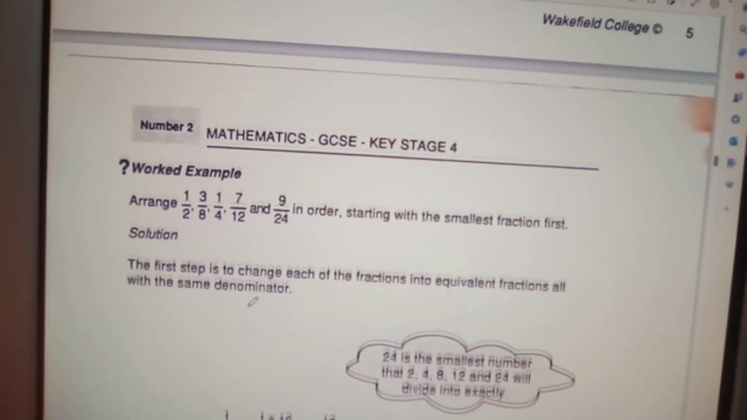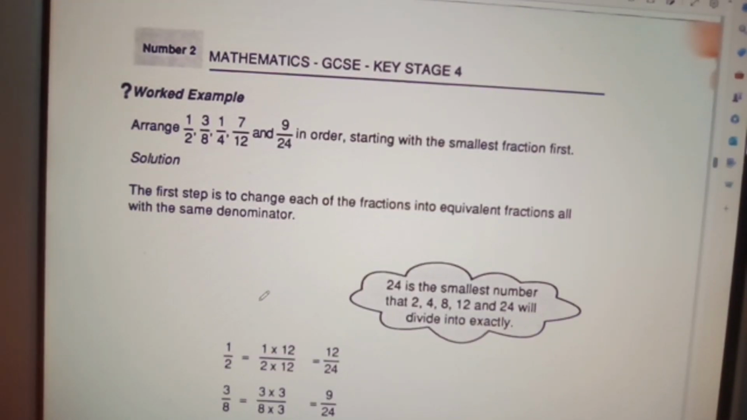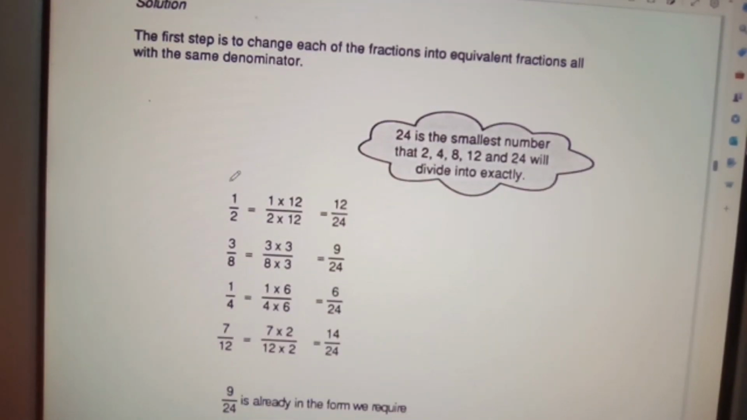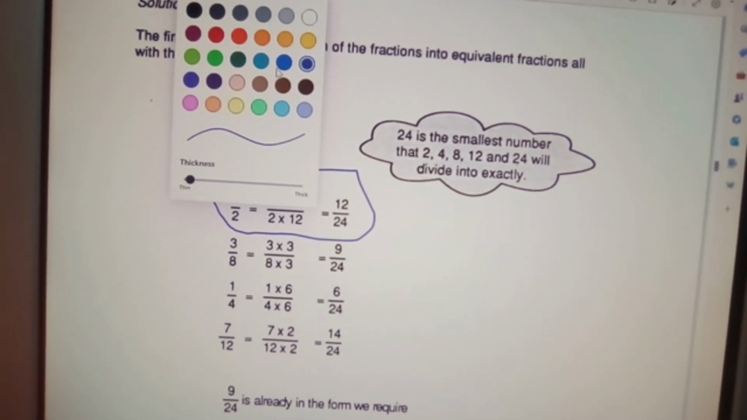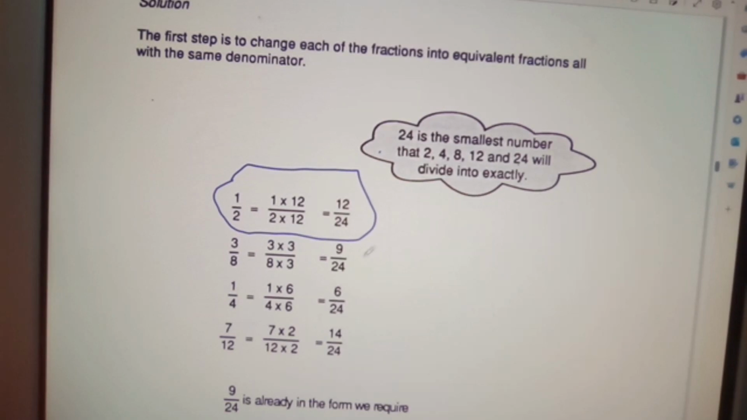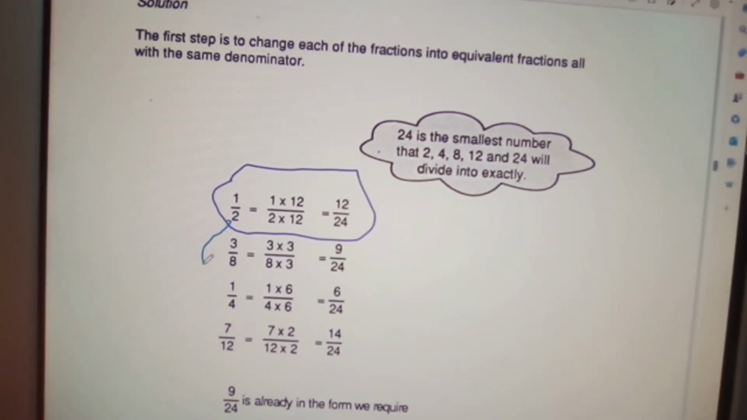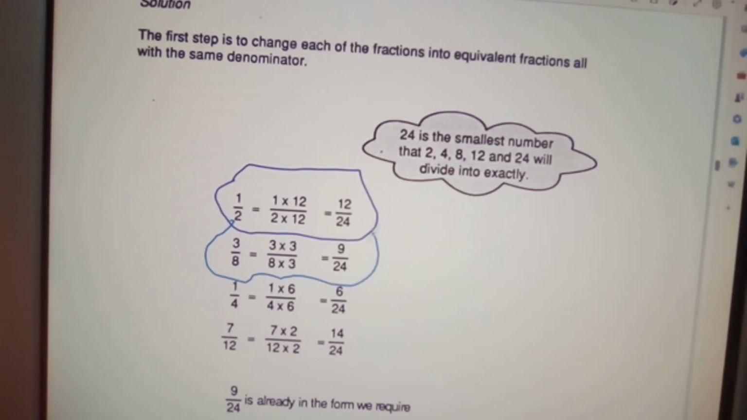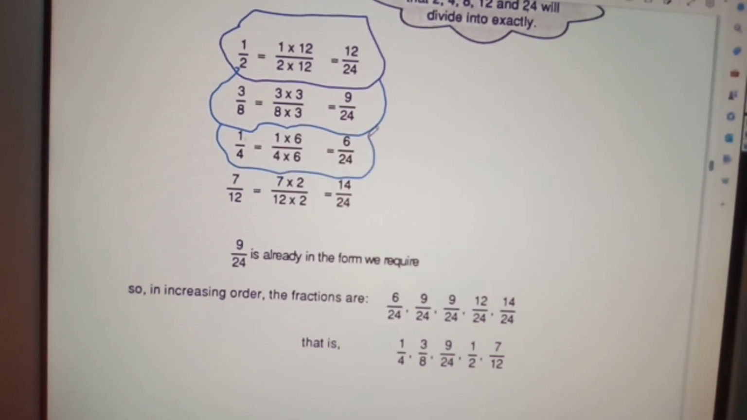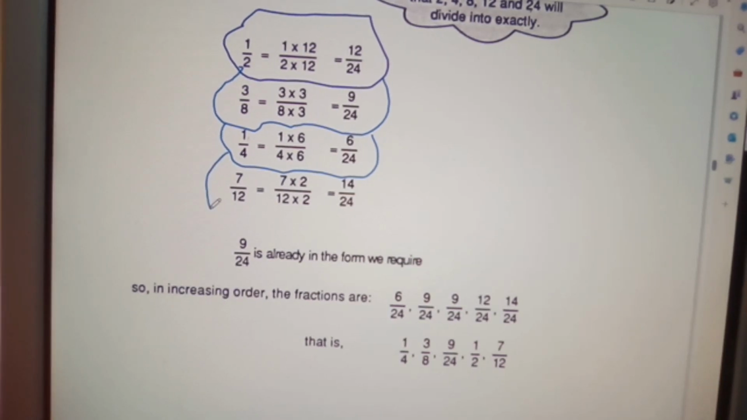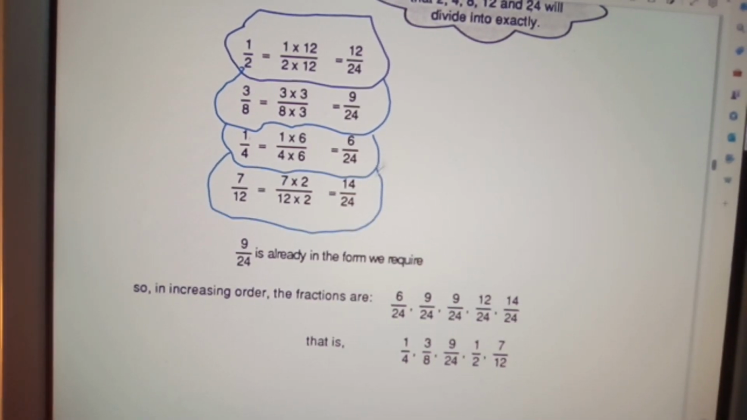Solution. Now this is for you to be doing. 24 is the smallest number that 2, 4, 8, 12 and 24 will divide into exactly. And here's the process that we would apply. Deal with it one at a time. Here we are, the next one. Deal with it one at a time, stage by stage. Do not try to do it all at once. It does not work. Stage by stage, and this works every time. You cannot go wrong.